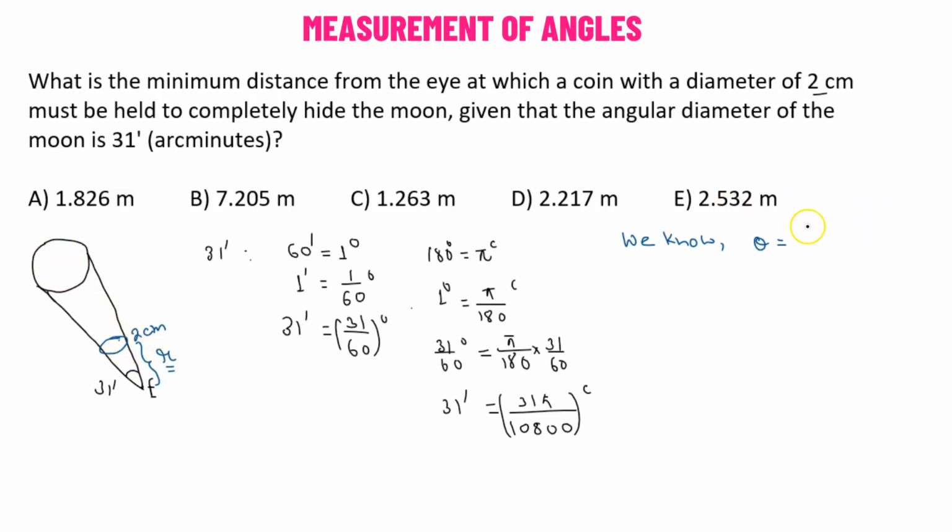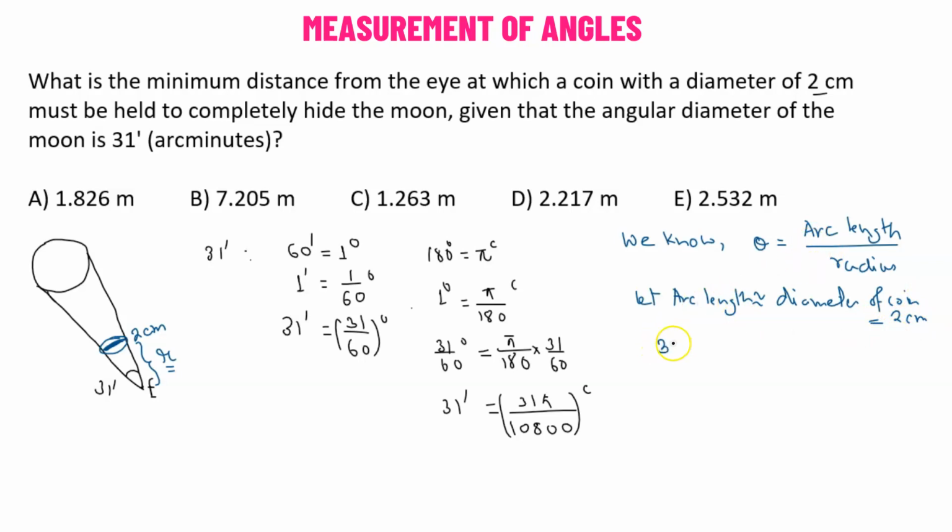This will be defined as the arc length divided by the radius. Since we are going to consider the coin here, we need the arc length. Here we will suppose that the diameter is approximately equal to the arc length. So let the arc length be approximately equal to the diameter of the coin, which has a value of 2 centimeters. We're going to substitute all these values here.